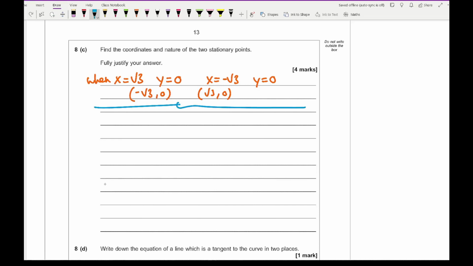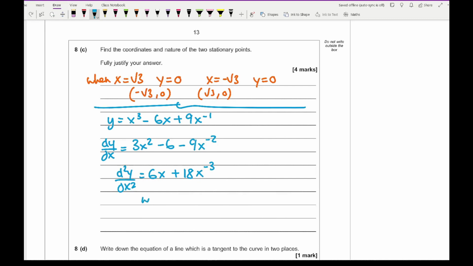So the next thing we need to do is find the nature of the stationary points. So first of all let's write out y. So y equals x cubed minus 6x plus 9x to the minus 1. So then dy over dx is going to equal 3x squared minus 6 minus 9x to the minus 2. The second derivative of that is therefore going to be 6x plus 18x to the minus 3.